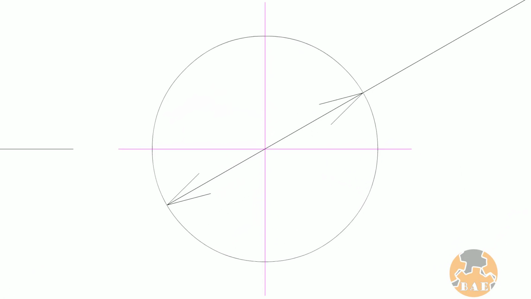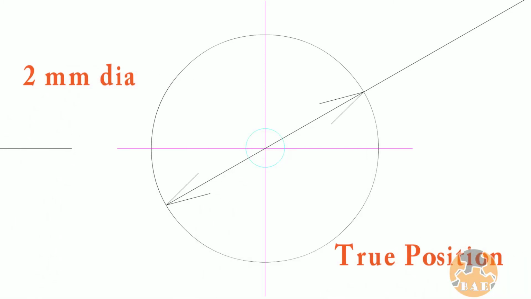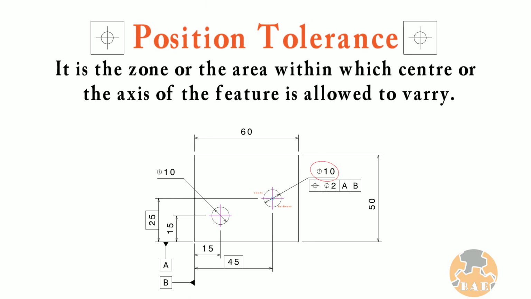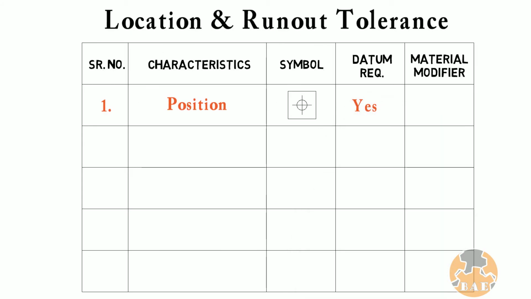If we zoom here, it will be like this. The center of this hole can vary in a circle of 2 mm diameter from its true position. Now, how do we determine true position? Here, this tolerance is with respect to datum A and B. So its true position is shown by the basic dimensions from the datums. Here we have used datums, so our datum requirement is always yes.